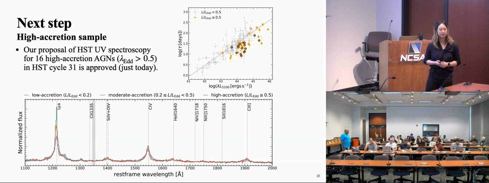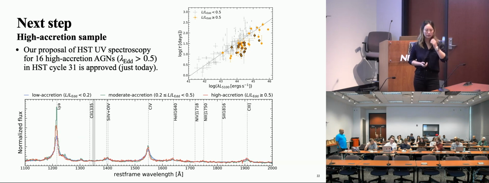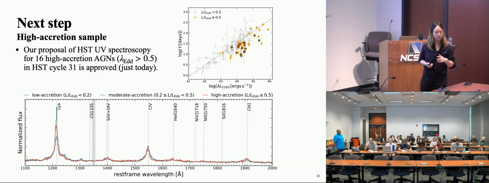And is there any guarantee these will remain high accretion rate quasars when you observe? Can they change the accretion rate over time? You mean what? Sorry. Like you proposed for a sample of high accretion rate based on previous observations, but there is no guarantee that they will remain as high accretion rate quasars. Yeah, they might change their accretion rate, but I don't think the time scale is very... Okay.